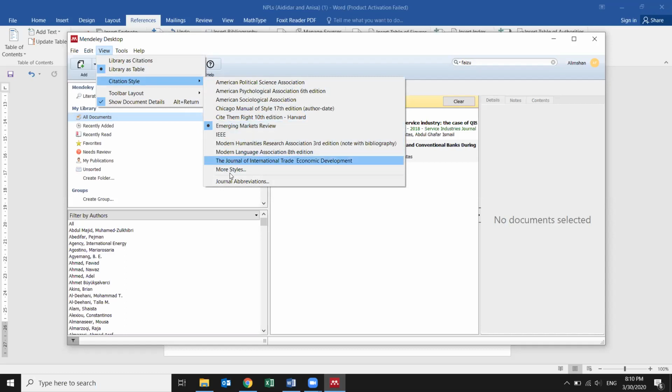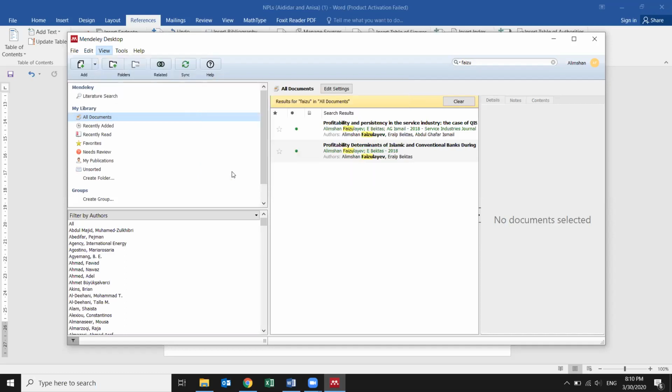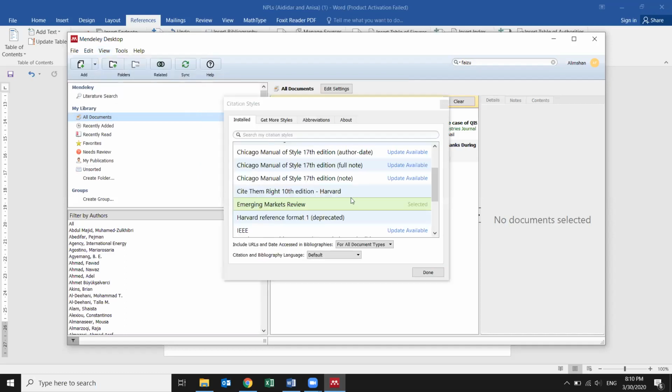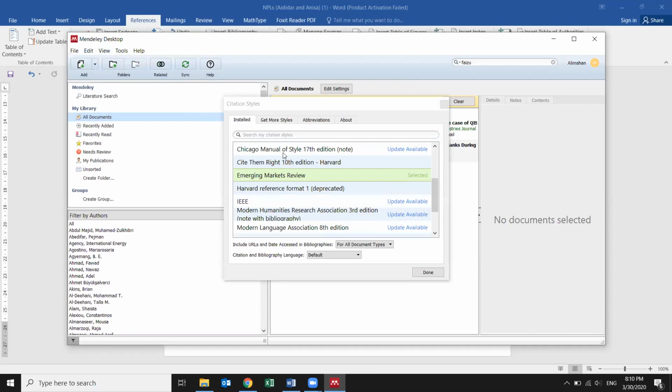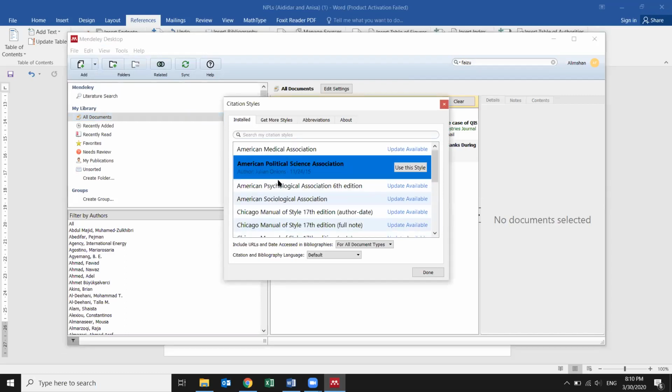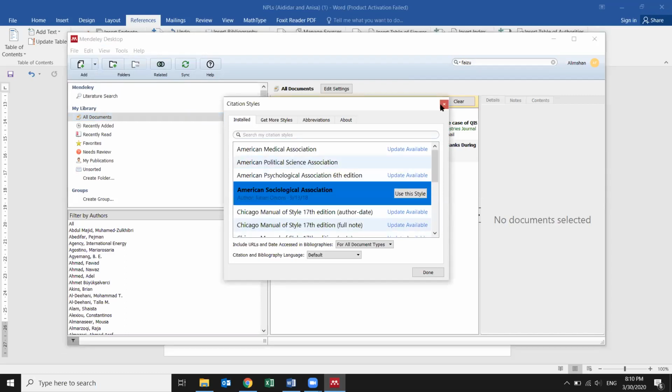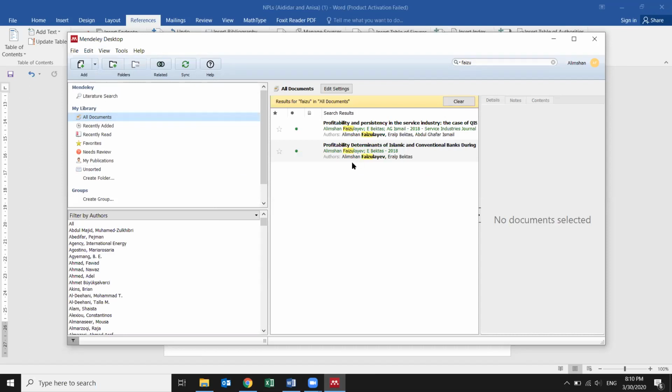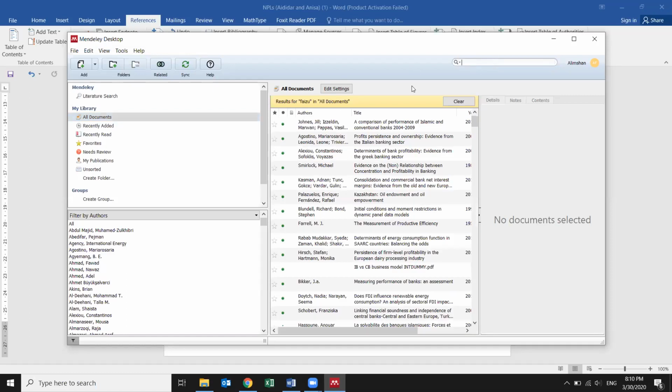This is the name of the journal. More styles are available here. You can search it: American Medical, Political, Psychological, Social, etc. So it will make your job easier, and you will not make complications in arranging the references, because references are really very important in journal requirements and conference requirements as well. So how to search the articles in the Mendeley?